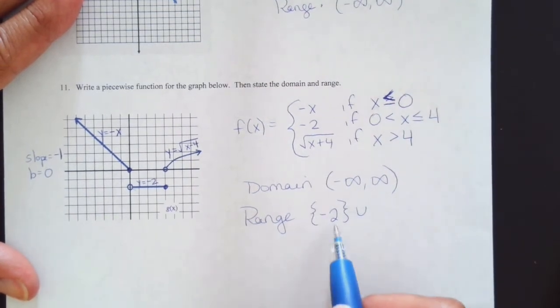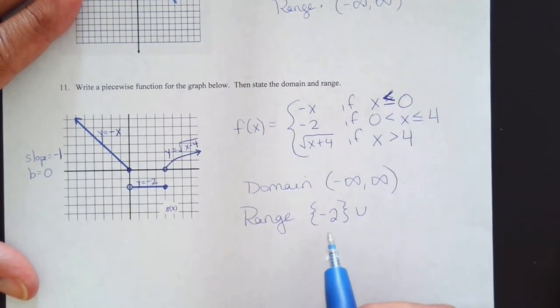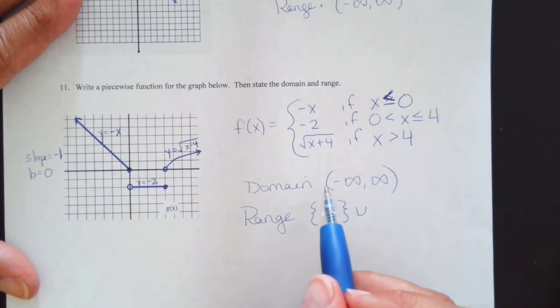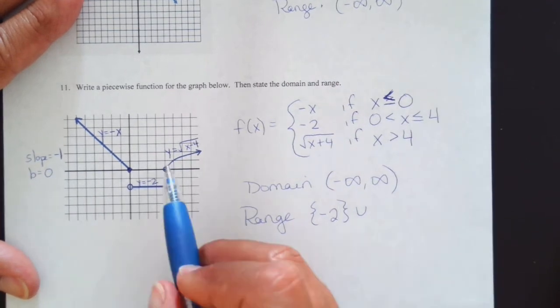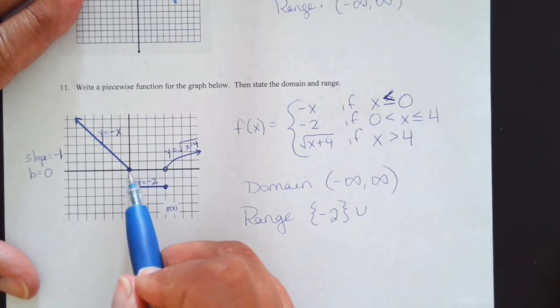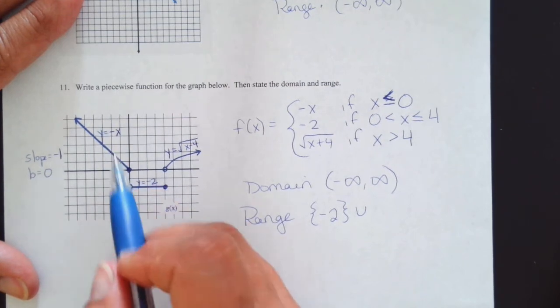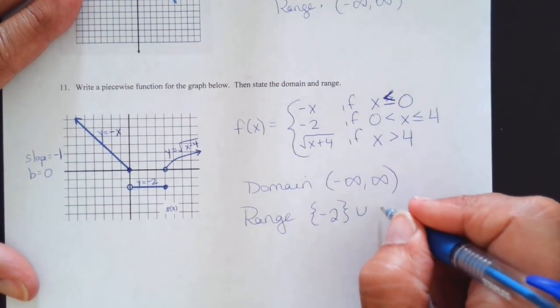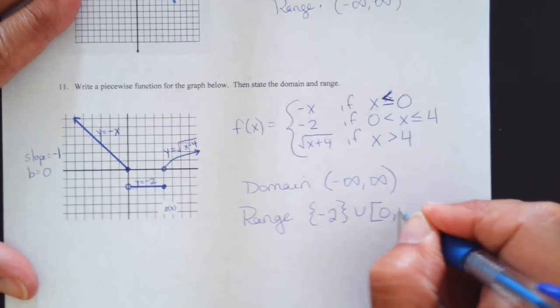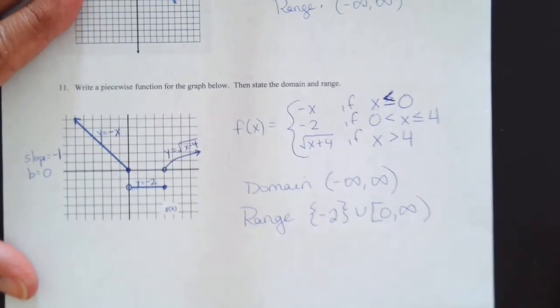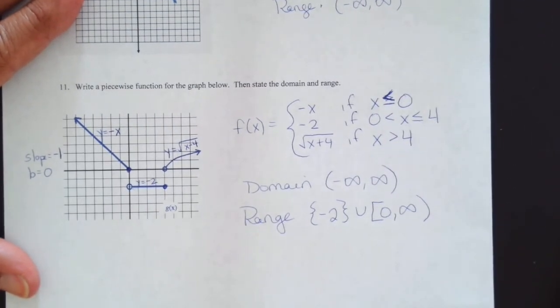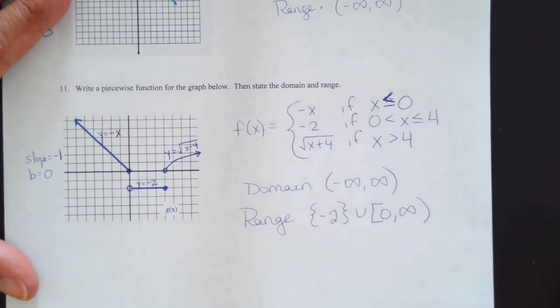Now you could put brackets around it, but typically, you use braces when it's just one number. You use brackets for an interval. So then I'm going to start my y's back at 0, and then I'm using all the y's after that. So then we're going to go from 0 to infinity. Okay? So that would be the range for that one.